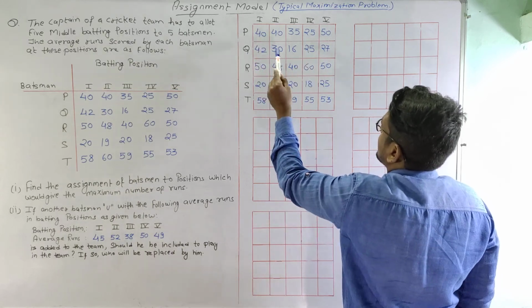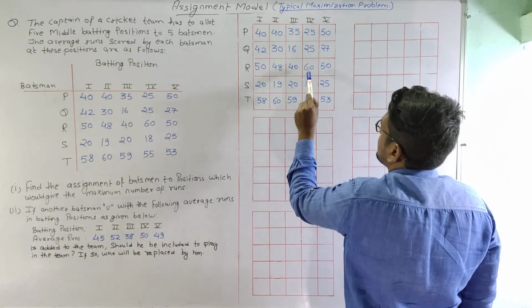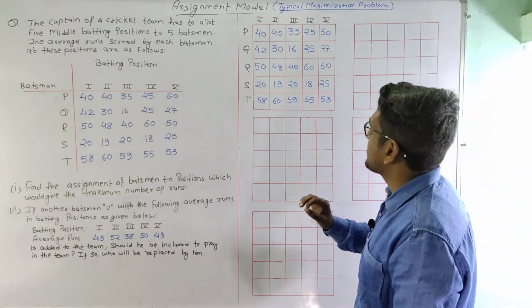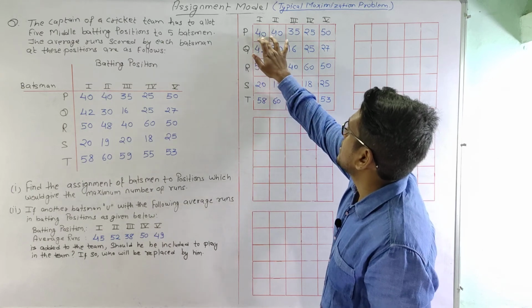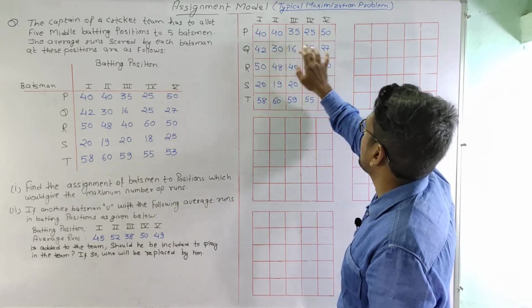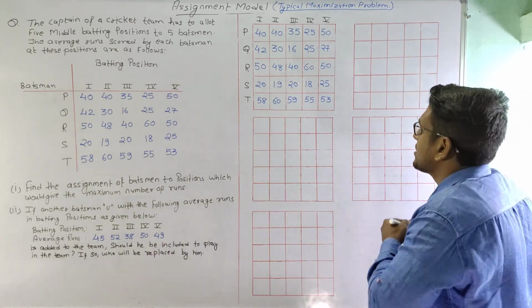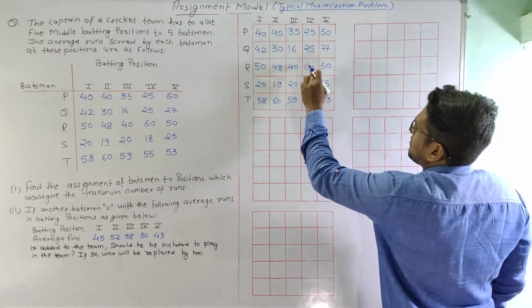As we can see here, the maximum value is 60. Now we are going to subtract each element from 60 and prepare a new minimization matrix. So let us solve here. The maximum value is 60.